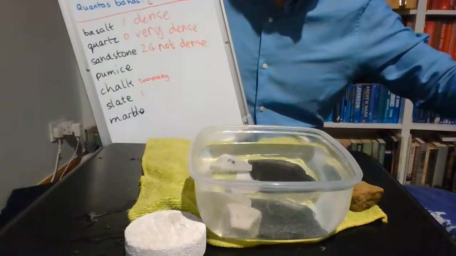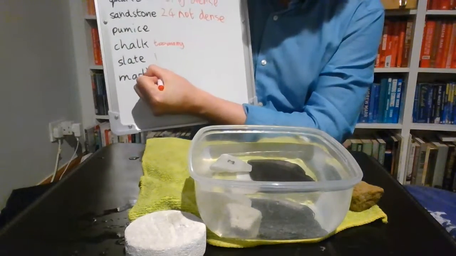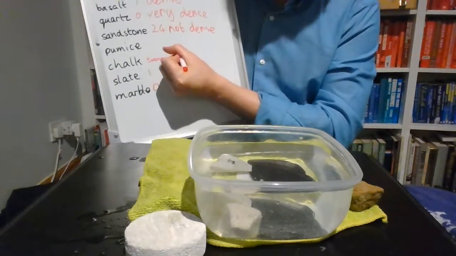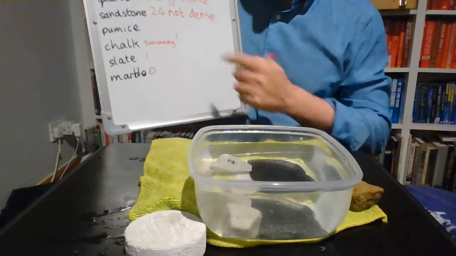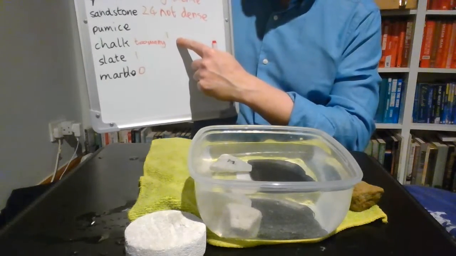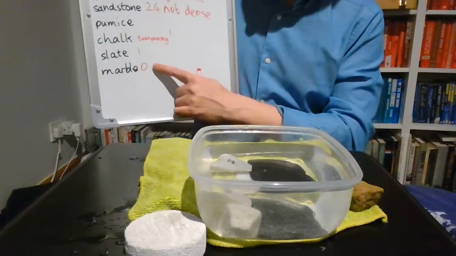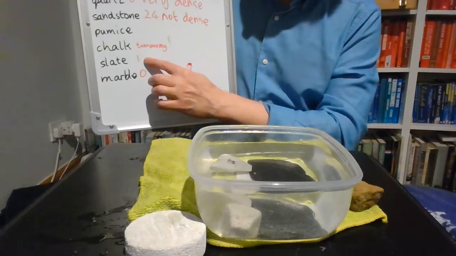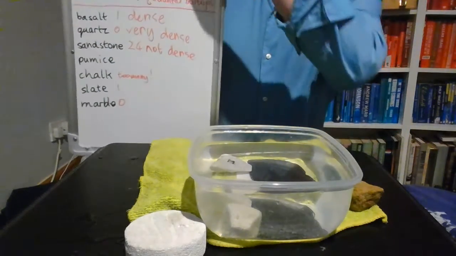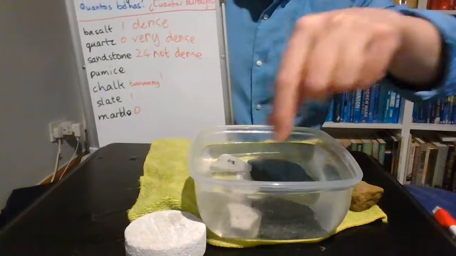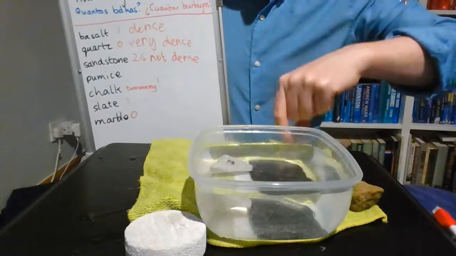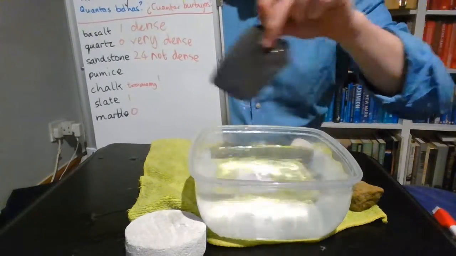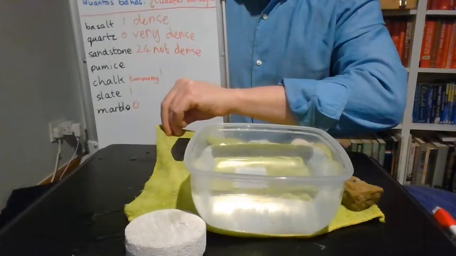Okay, so our minute is up. And the marble, none. Slate, 1. And chalk, too many bubbles to count. So you could actually write then, is the chalk dense or not dense? Is the marble dense or not dense? What about the slate? There's one rock we left out, and that is the pumice. So I'm going to remove the chalk and let it dry over here. Remove the marble. Remove the slate. And this is my favourite one to put in.